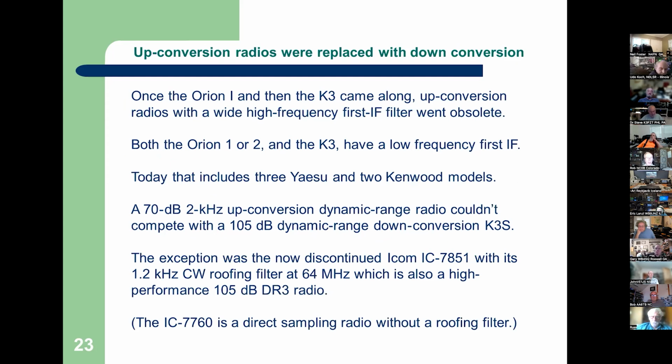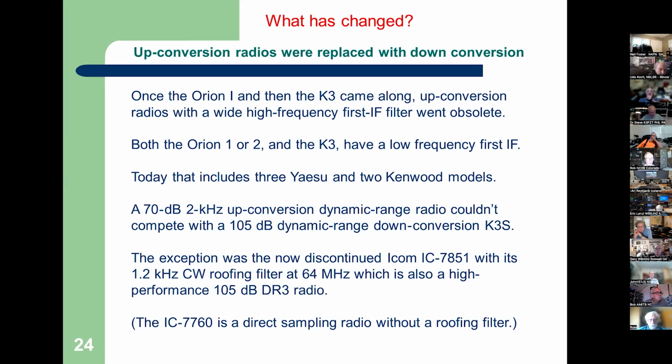So what's changed? Well, up conversion radios, that's all we had for 20 or 25 years, were replaced with what we call down conversion, or low IF radios. The Orion 1 came out, and that was the first one to make the change back to kind of the old days way. Then the K3. So the up conversion radios with a 15 kilohertz first IF, and then a whole lot of gain, and then a DSP became obsolete really quickly.